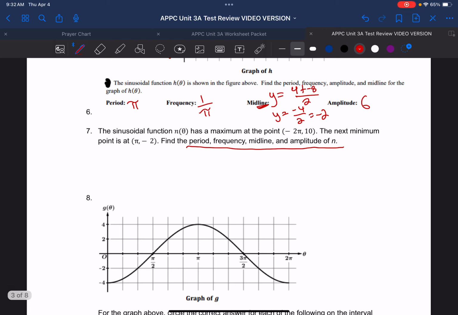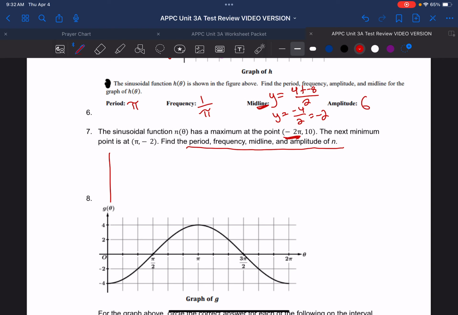So I like to draw these. You do not have to by any means. And notice I'm starting over at a negative, so I do need to draw more of a full 4-quadrant grid. So we'll say -2 pi is about right here. It doesn't have to be perfect. This just helps me visualize it. So I have a maximum point here at 10. So I'm going to draw that point.